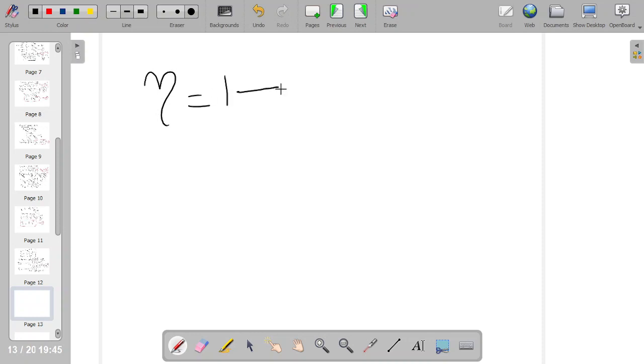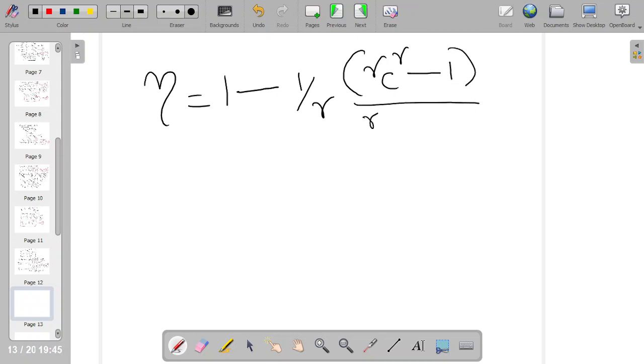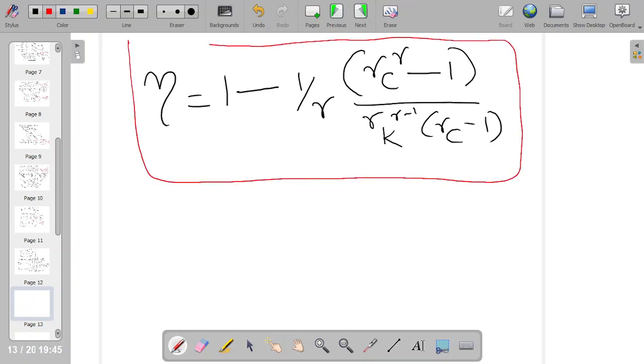So we have to remember this also, because in problems you may not get sufficient time for derivation. So you have to memorize this equation also for solving problems. And this is our expression. It contains only two parameters: one is the compression ratio and the other one is the cutoff ratio, and we have gamma also.